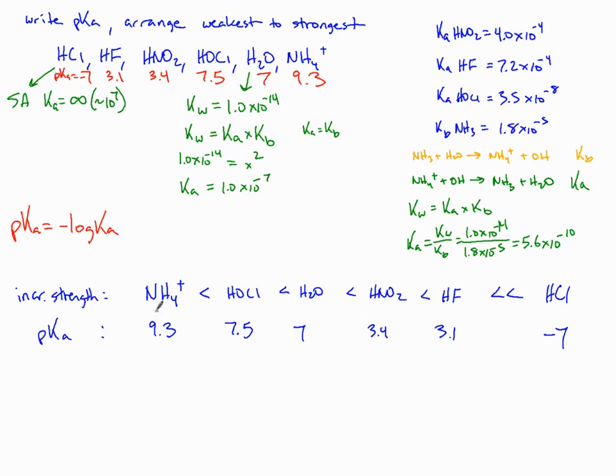So the weakest acids have the greatest pKa's, and the strongest acids have smaller pKa's. And remember this one, the strongest acid is a negative value for the pKa. Strong acids do.